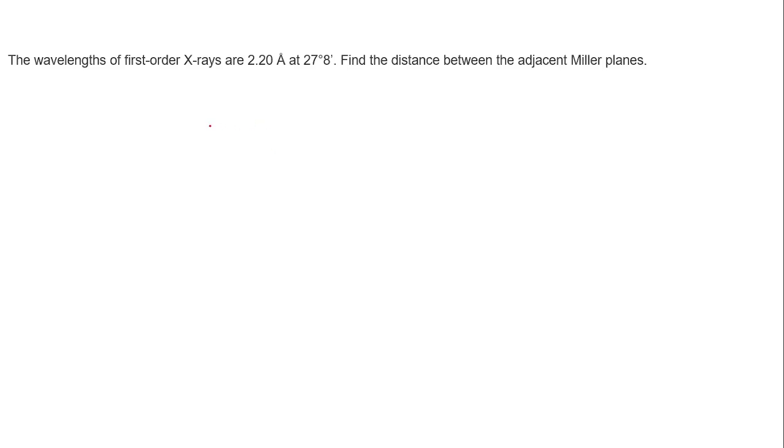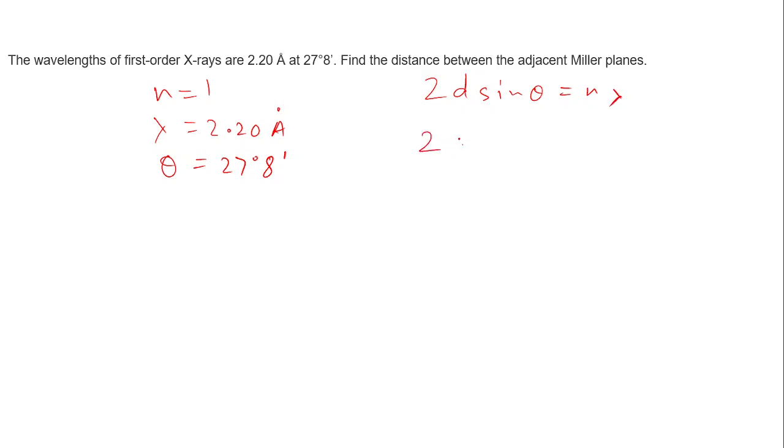One more question. The wavelength of first order X-ray, first order we have to deal with, X-ray wavelength is 2.20 angstrom and theta is 27 degree 8 minute. Find the distance between adjacent Miller plane. So our Bragg condition: 2d sine theta is equal to n lambda. 2d we need to find out, that is our d. Now theta is 27 degree 8 minute.